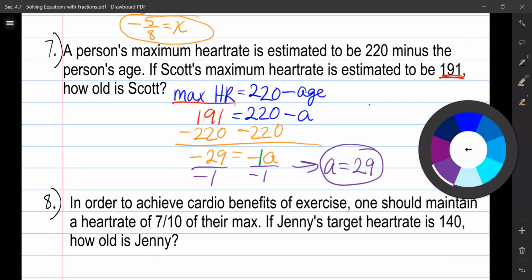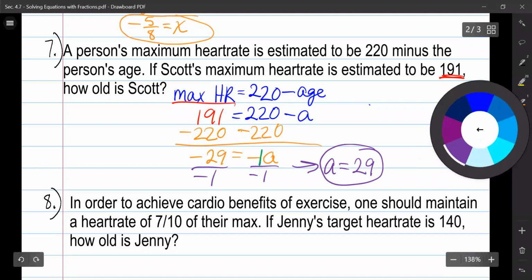So if you answered A equals negative 29, that wouldn't make a whole lot of sense, would it? Since that's his age. Just pointing out that if you got a negative answer for a problem like this, you would know it's wrong because your age can't be negative.